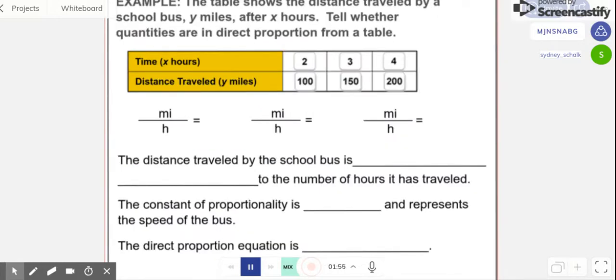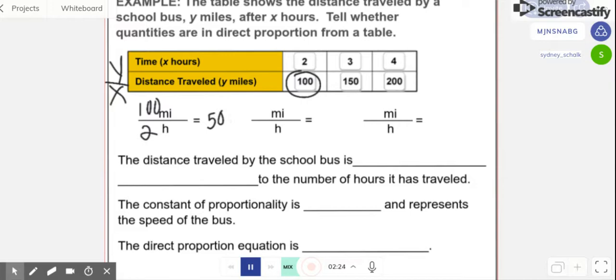So our second example, same thing. It says the table shows the distance traveled by a school bus, y miles, after x hours. Tell whether quantities are in direct proportion from a table. So we always put our y over our x. And so in this case, we have 100 miles to 2 hours. And that equals 50. The ratio of 100 to 2 is 50.